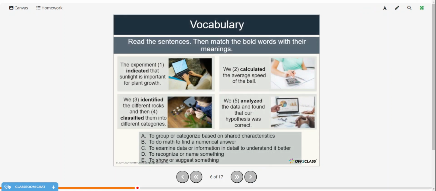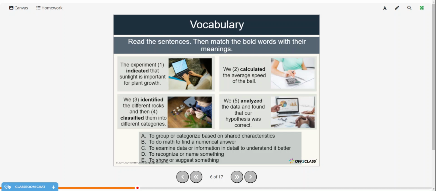Here are a few more. The experiments indicated that sunlight is important for plant growth. We calculated the average speed of the ball. We identified the different rocks and then classified them into categories. We analyzed the data and found that our hypothesis was correct.